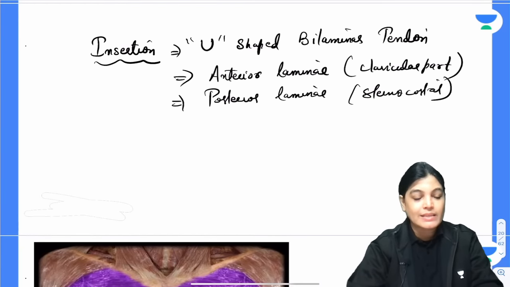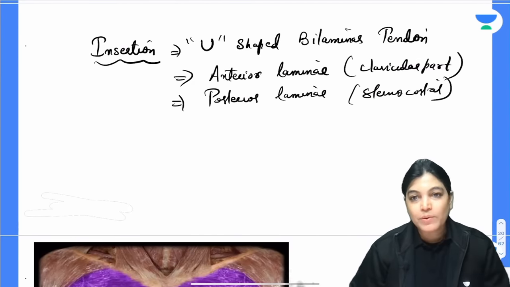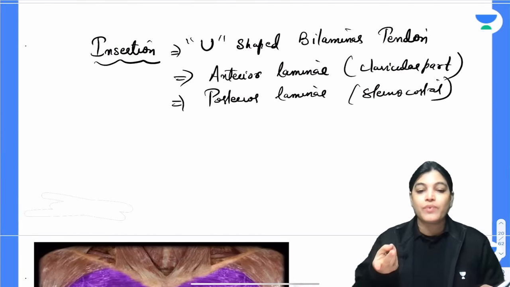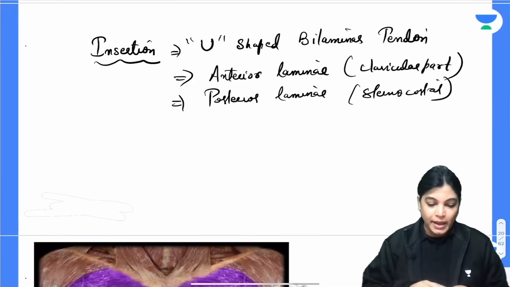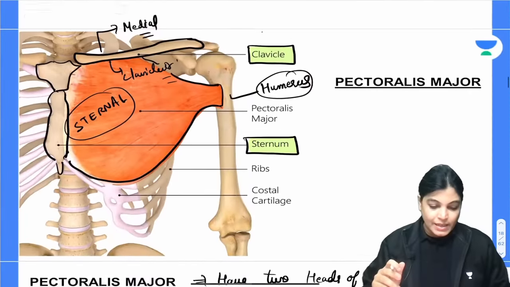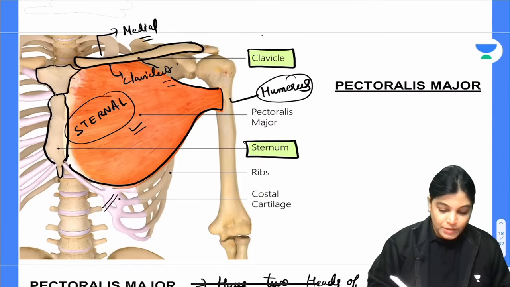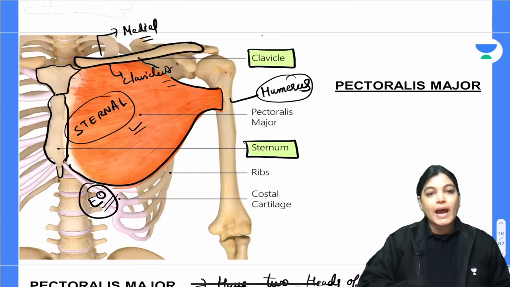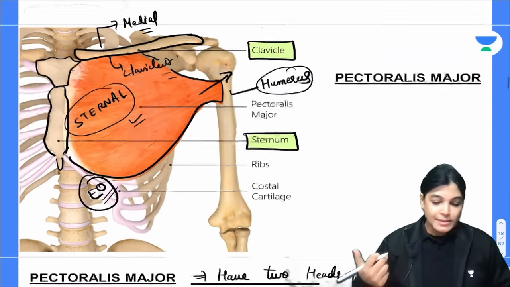So these fibers, when they are inserting at the lateral lip of intertubercular sulcus, there will be twisting. Only pectoralis major muscle is an example of twisted or spiral fibers. At that level, the lower sternocostal fibers are twisted in such a manner that the lowest fibers become the highest fibers. So at the insertion point, the part of the fibers coming from lower down, for example EO, which I have written here, will be lying above the other fibers of the sternocostal part at the level of the intertubercular sulcus. So this is what happens.